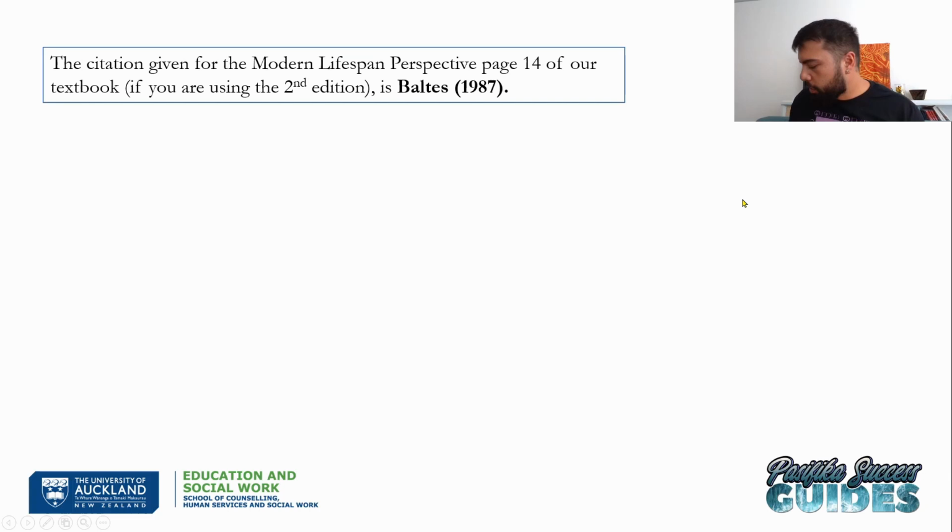So if I look through this textbook here, this is for people that are doing HumServe 102. So I've got lifespan perspective. Sorry, it's not the right way around. But this is the textbook that you should have. This is actually the second edition, but you can also get the third edition. So when I'm reading this, I notice there's a citation for the modern lifespan perspective. The first person to actually come up with the modern lifespan perspective, and this is discussed on page 14 of your textbook, okay? And the citation they give is Baltes, 1987.